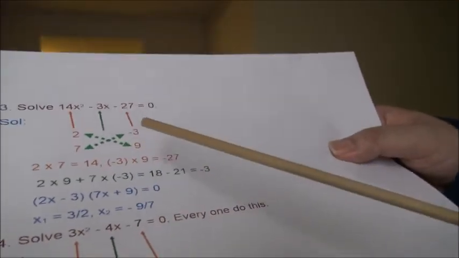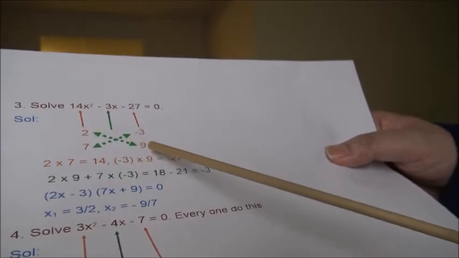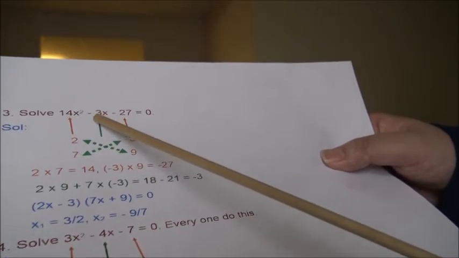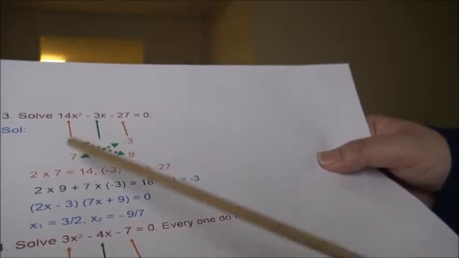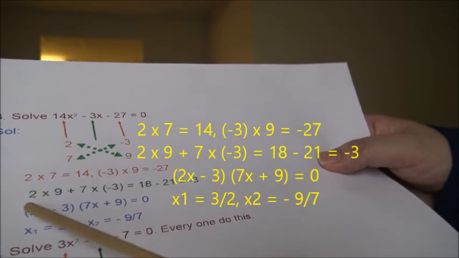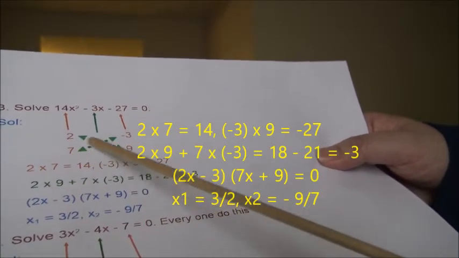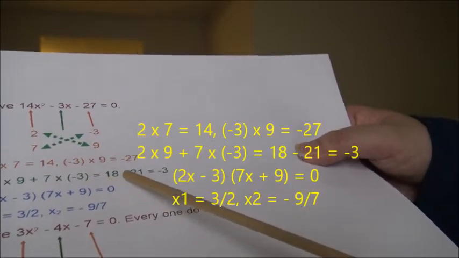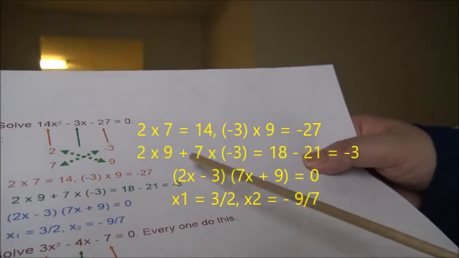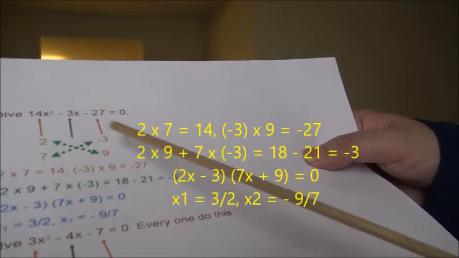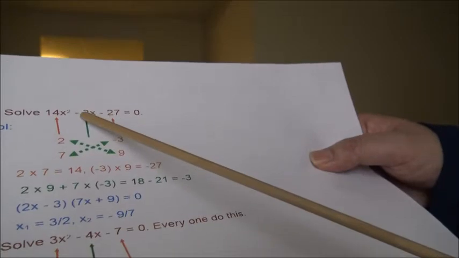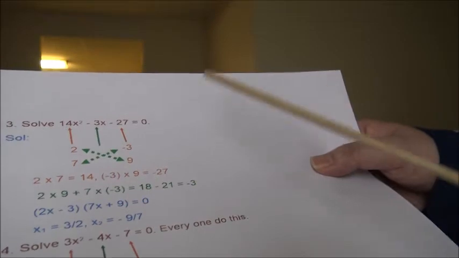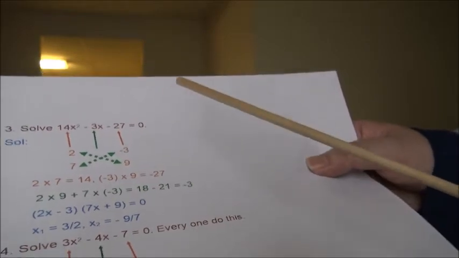Now the second step, green color, diagonal. So we will find whether the cross product adding up equals negative 3 or not. So 2 times 9, green color, 2 times 9 plus 7 times negative 3, diagonal, right? That is 18 minus 21, that is negative 3. This is exactly negative 3 here, the coefficient of the first power. That means the second step, green color, diagonal, is done.